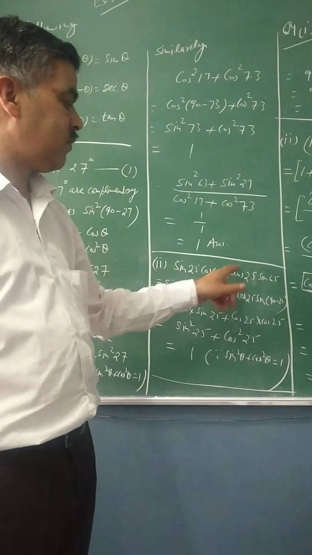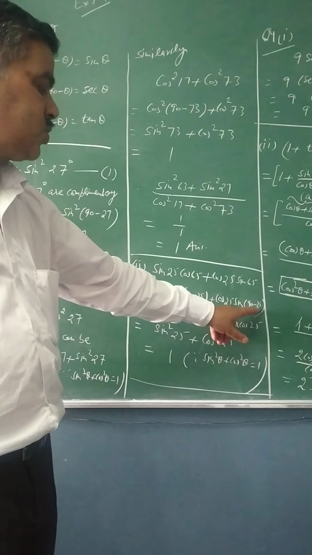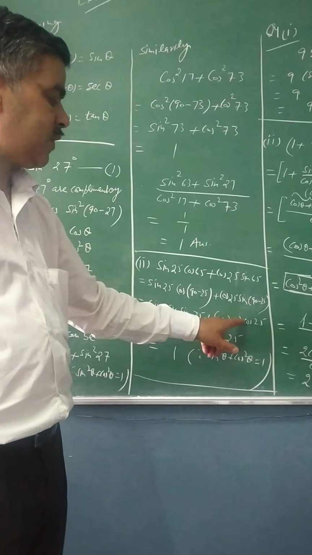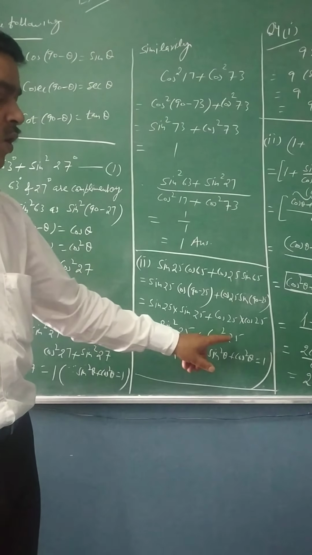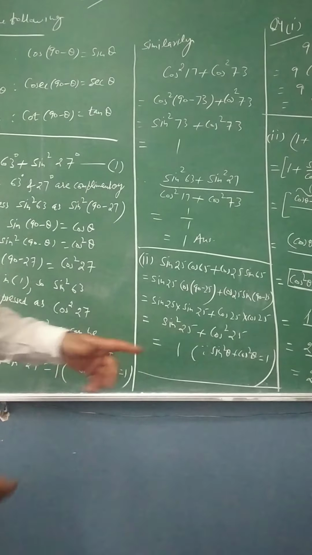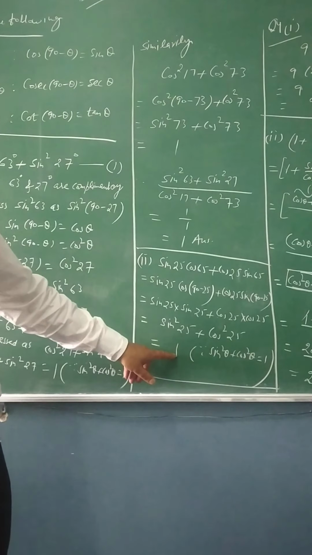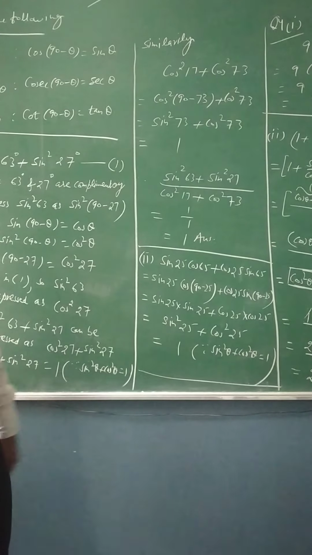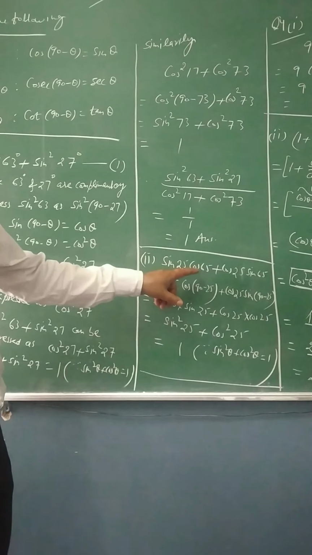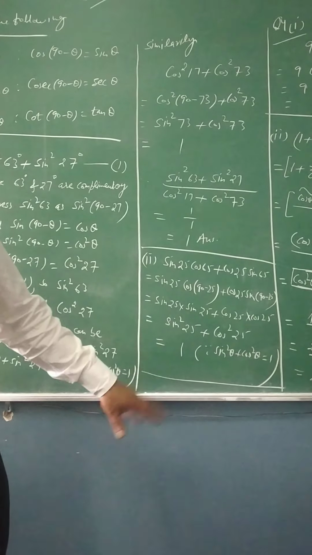Here it is cos, so I have converted this sin into cos. So I have expressed sin 65 as sin 90 minus 25, which will be equal to cos 25. So cos 25 into cos 25 will become what? Cos square 25. So sin square 25 plus cos square 25 again is coming in the form of sin square theta plus cos square theta. And again that is equal to what? 1. So this answer again will be equal to 1.